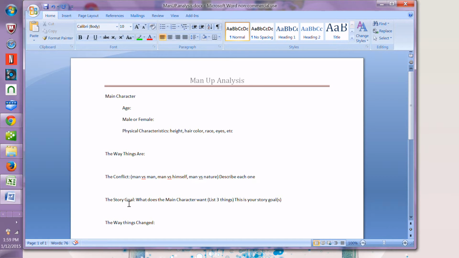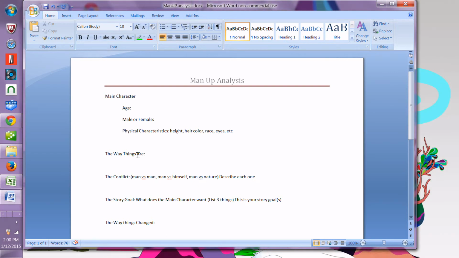The story goal. Every story has a goal, and it is what your main character wants. Now, the main character may not know they want this at the beginning, when the way things are, but usually the main character at the beginning of a story does have some type of desire, but the story goal is what the main character wants to achieve by the end of the movie. And if you've ever been to a movie and you walked out and didn't like it, I can tell you it's because your main character did not achieve their story goal.